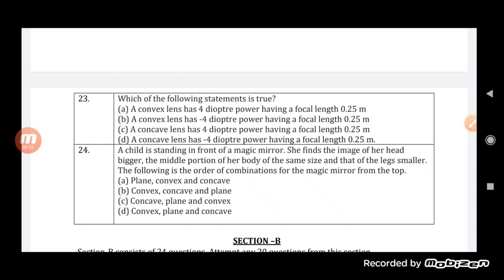Now a child is standing in front of a magic mirror and she finds that the image of her head is bigger, the middle portion of her body is of the same size, and the legs are smaller. The following is the order of combination for the magic mirror from the top. See here, the image of her head is bigger, the middle portion of her body is the same size, and the legs are smaller.